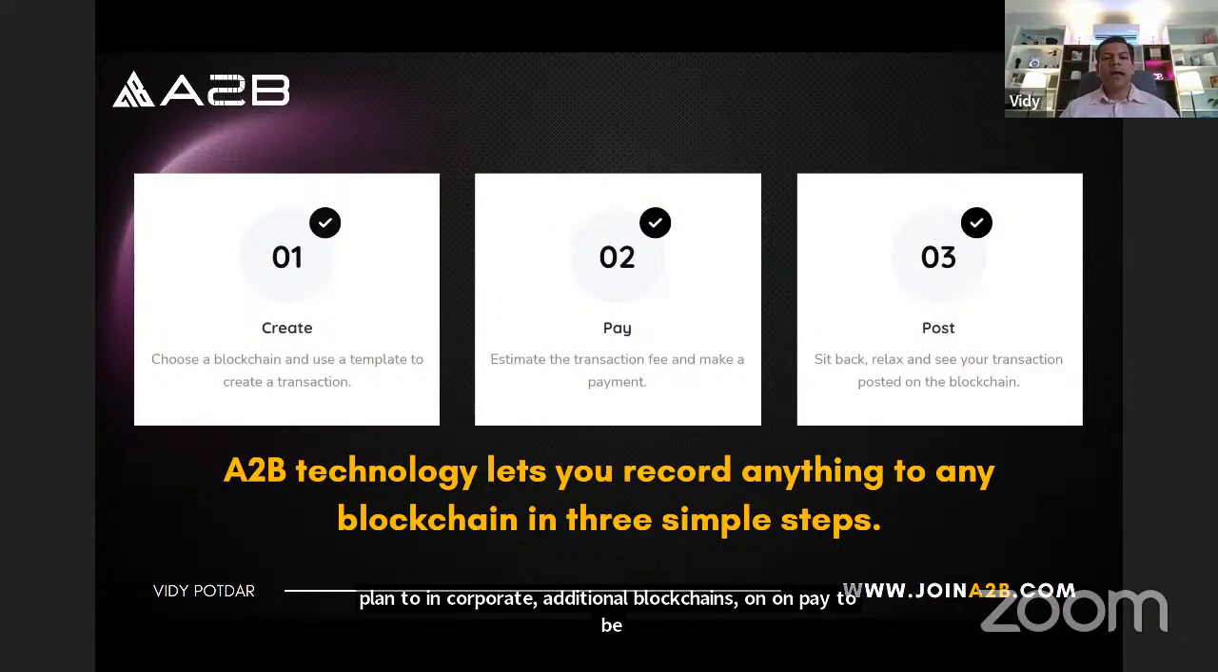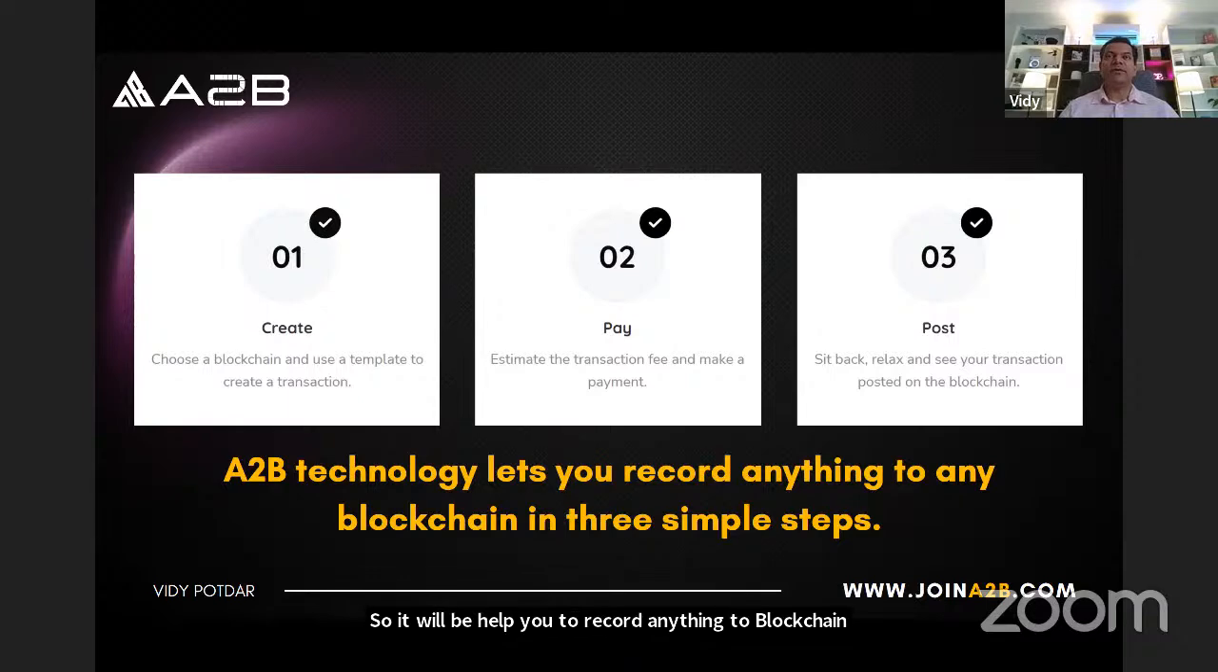So A2B helps you to record anything to blockchain in 3 simple steps. Step 1 is to choose a blockchain and use a template to create a transaction. So we can choose Polygon. At the moment it's only Polygon, but in the future you'll be able to use Polygon, Ethereum, or any number of chains. So that's step 1.